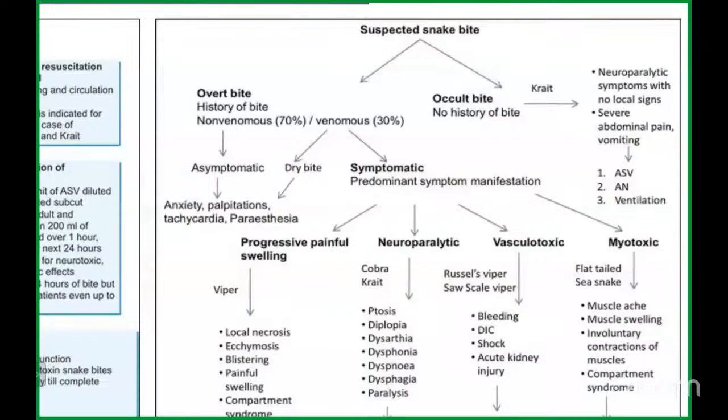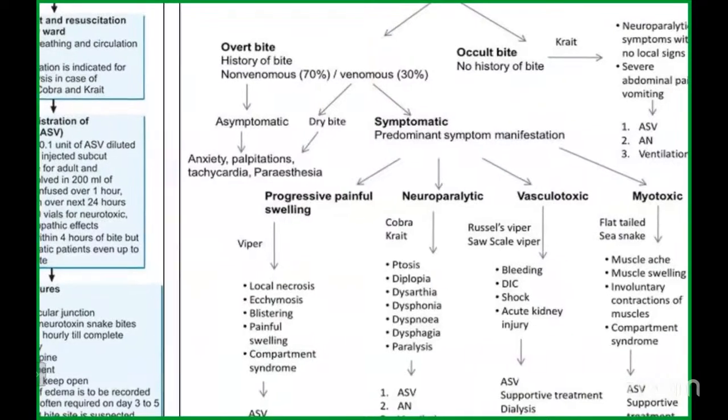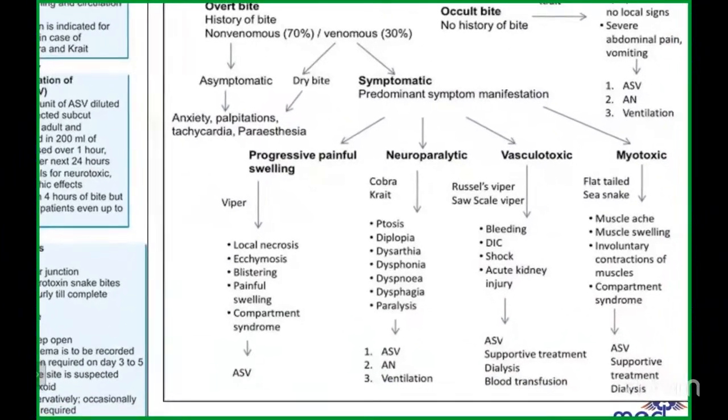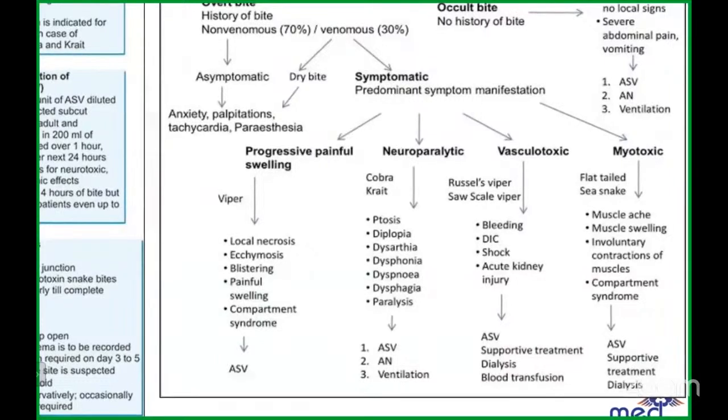Muscle necrosis is very commonly found in the sea snakes. So sea snakes have myotoxin, and these myotoxins can lead to rhabdomyolysis. Rhabdomyolysis picture is something where you have hyperkalemia, you have oliguria, you have acute tubular necrosis, and the muscle also starts getting necrosed. So muscle ache, muscle swelling, involuntary contraction of muscle, compartment syndrome-like features should always make you think in the line of sea snake bite. You will give ASV with supportive treatment. Because of renal failure, you will have to consider dialysis.